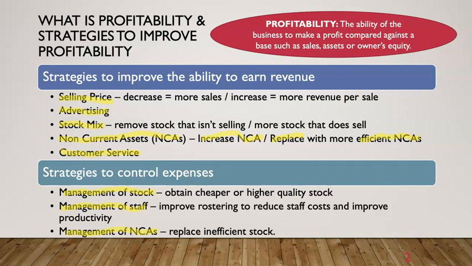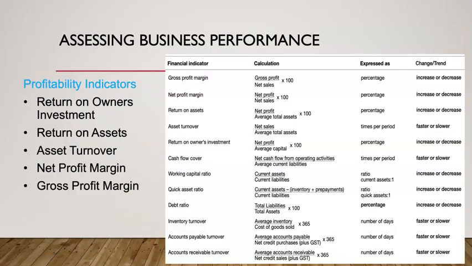So these are the things that we'll consider, but we need some tools or indicators that allow us to determine how profitable our business is. And our profitability indicators are 5 important indicators that we must know. The 5 that we must know to analyze profit are gross profit margin, net profit margin, return on assets, asset turnover, and return on owner's investment.